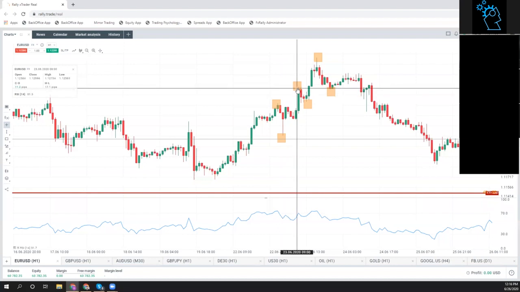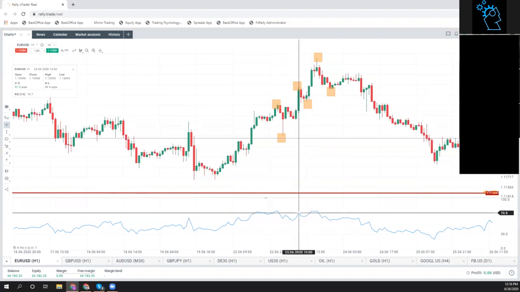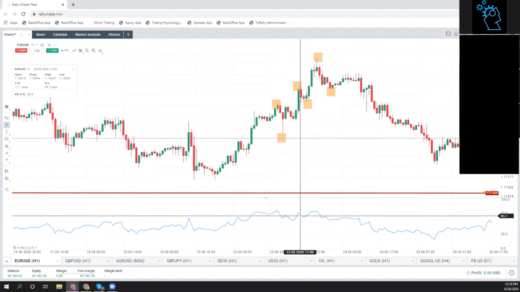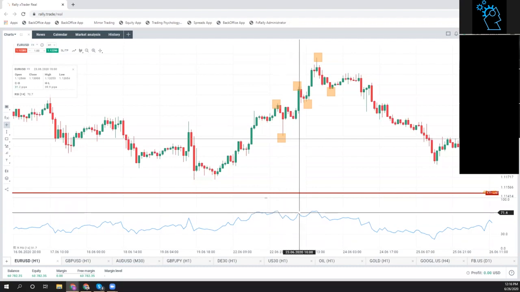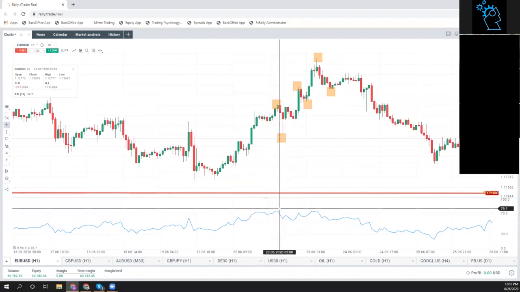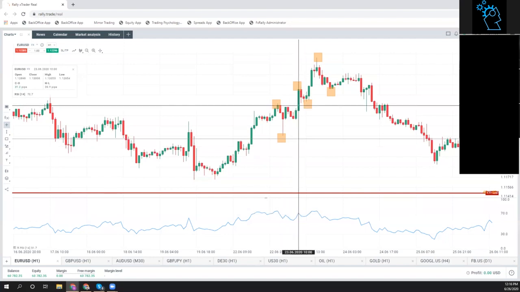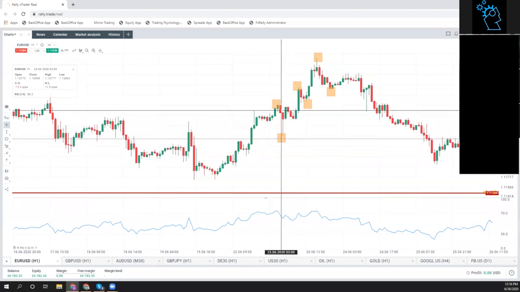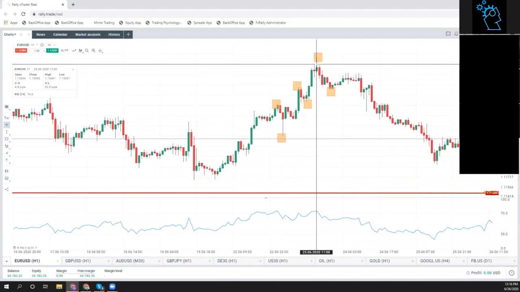Though the price made another higher high, the RSI did not. We have a lower high here comparing to this one. I hope it's rather clear. Higher highs on the price, lower highs on the RSI. Continuing forward, what do we have here?